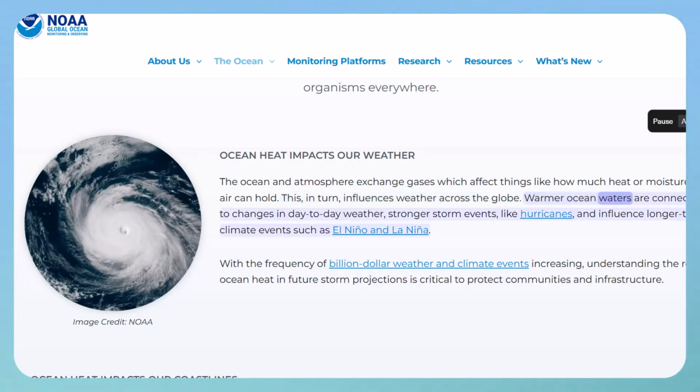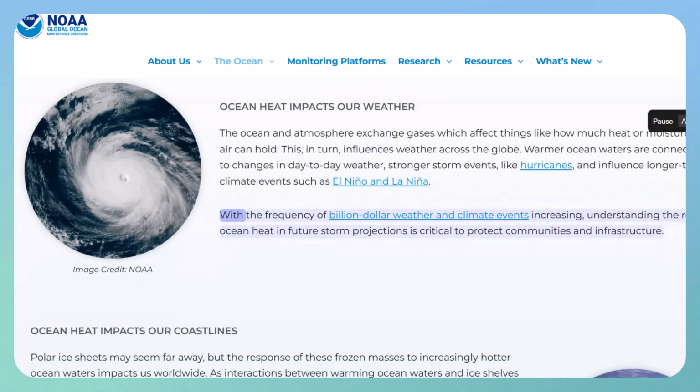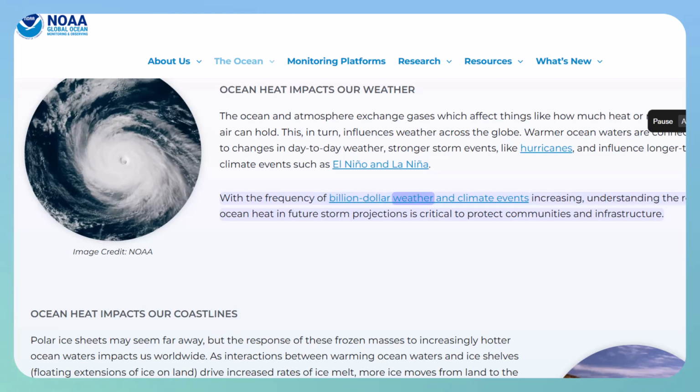Warmer ocean waters are connected to changes in day-to-day weather, stronger storm events, like hurricanes, and influence longer-term climate events such as El Niño and La Niña. With the frequency of billion-dollar weather and climate events increasing, understanding the role of ocean heat in future storm projections is critical to protect communities and infrastructure.